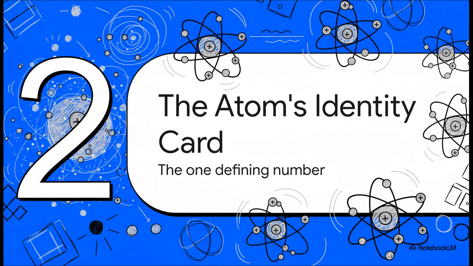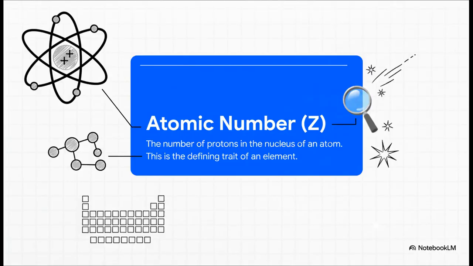So you've got these three particles. How do we know if we're looking at an atom of gold or an atom of helium? Well, it turns out there's one incredibly simple rule that defines everything. And this is it. It's called the atomic number, which we label with a Z. And it's just the count of protons in the nucleus.